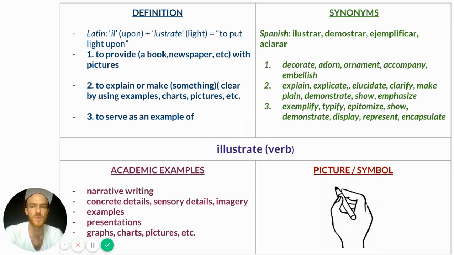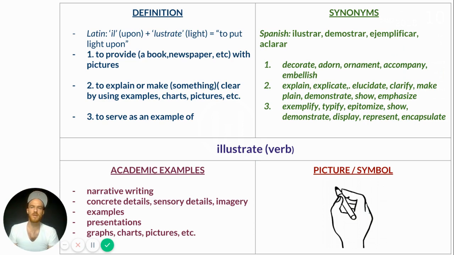So when you're illustrating something, it's not just putting all the details that you can on the page, all the visual, sensory details you can. It's about thinking about what details I can show the reader that are going to best exemplify, epitomize, demonstrate, represent, encapsulate the idea that I want them to come away from the story with, right?